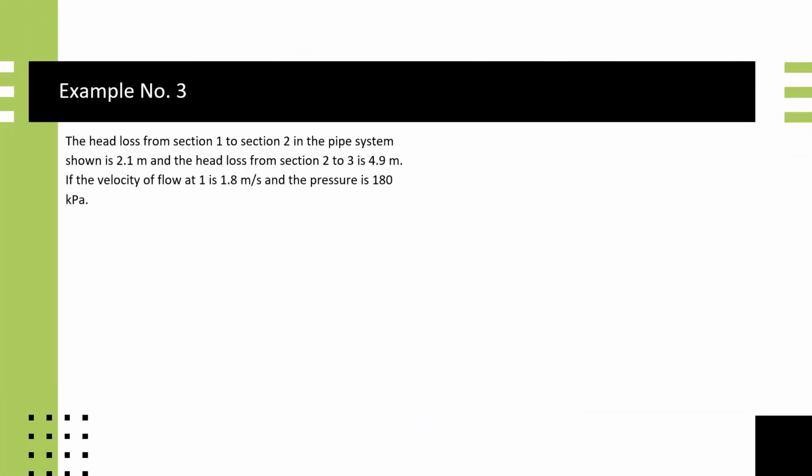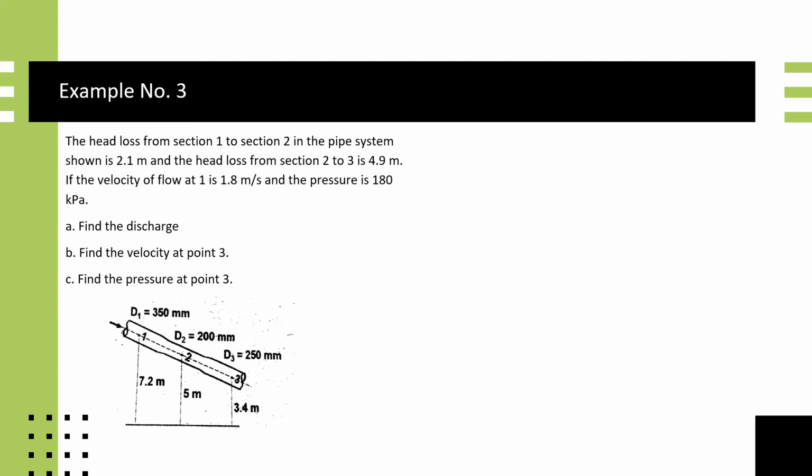Example number 3. Ayan na natin yung buo. So, the head loss from section 1 to section 2 in the pipe system shown is 2.1 meters and the head loss from section 2 to 3 is 4.9 meters. If the velocity of flow at 1 is 1.8 meters per second and the pressure is 180 kPa, letter A, find the discharge. Letter B, find the velocity at point 3. And letter C, find the pressure at point 3.